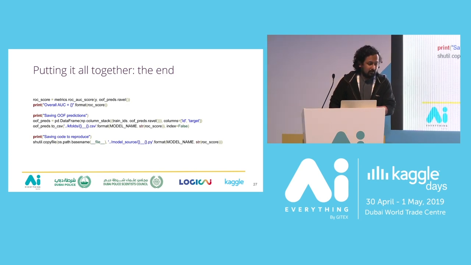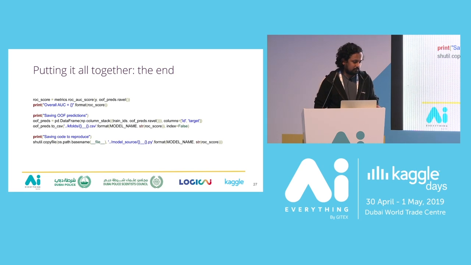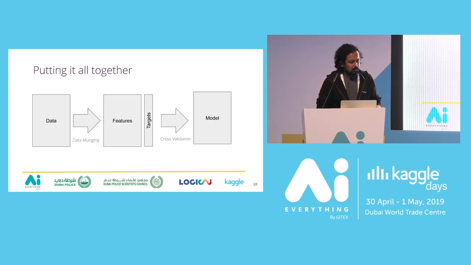Then what I usually do is save the out-of-fold predictions, and I also save the script which produced this result. It's better to do it as the first step when the script starts, to just save it there, because if you accidentally make some changes, then the script changes. So you have the data, you create features, targets, cross-validation, you have the model.